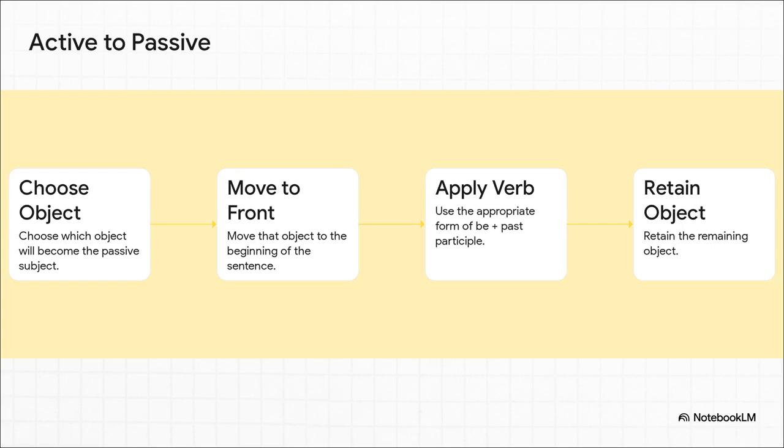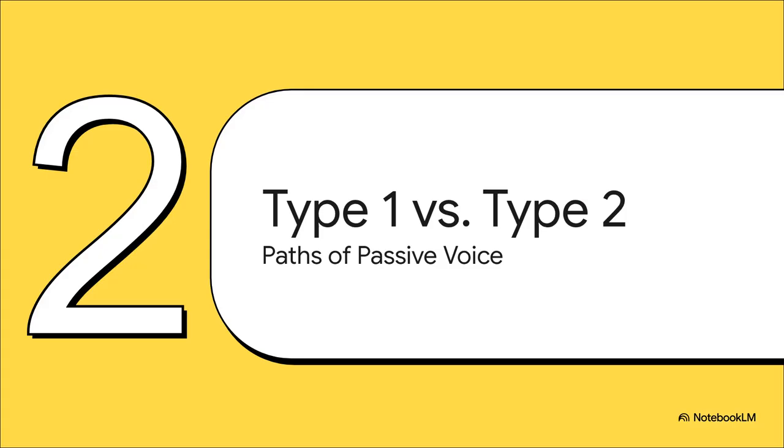First, choose which of the 2 objects will become your new passive subject. Next, move that chosen object right to the beginning of the sentence. Then apply your passive verb structure. So that's the appropriate form of be plus the past participle. And finally, you just retain the remaining object in the sentence. That's the whole shebang. Moving right along to section 2.